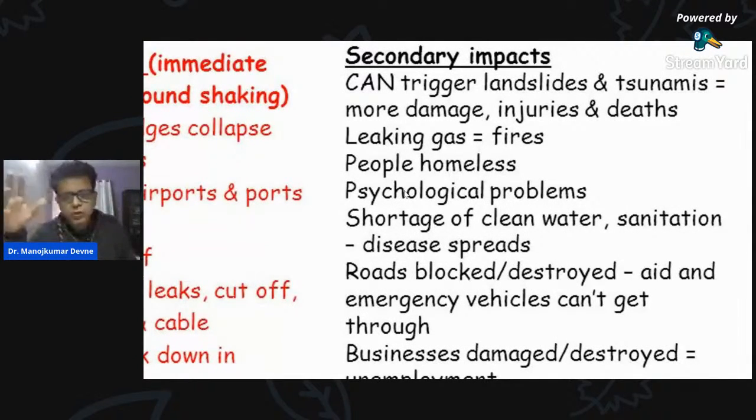Roads blocked, destroyed, and because of road blockages and destruction of airports, etc., this could lead to difficulty in aid and emergency vehicles reaching that particular site. So this is another serious issue, and that is why whenever you have such occurrences, helicopters which can land straight and take off straight as well are put to use, because other aircraft will take time to come down and require a runway, etc. So such aircraft are not of use, though they may be larger in size.